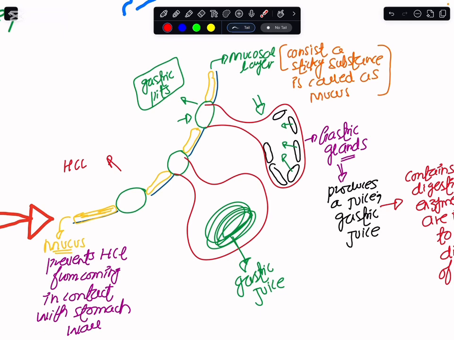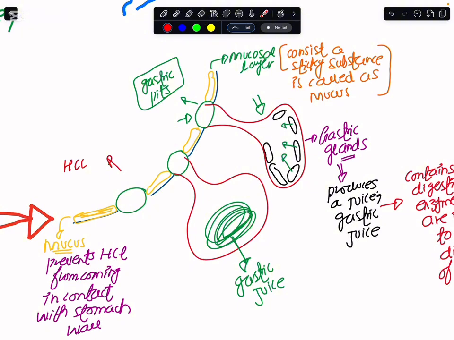Because the scenario is that if the cells of the gastric glands were producing the enzymes in the activated form, these gastric glands would get digested, and as a result, some kind of openings or holes would develop within the stomach, and that cannot be good for our health. So the gastric gland produces gastric juice. The gastric juice has inactivated enzymes, but by the time it comes into the lumen, those enzymes become activated.